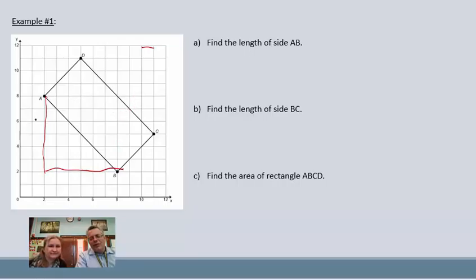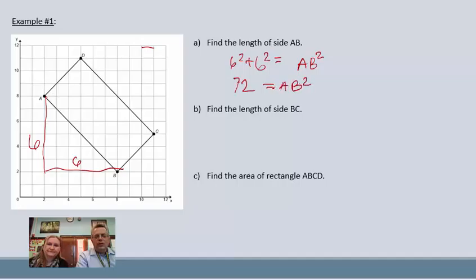So it looks like on the left there is 1, 2, 3, 4, 5, 6, and also 6 along the bottom. So 6 and 6. I'll get the calculator here. Quick Pythagorean theorem: AB squared is 6 squared plus 6 squared, so that'd be 72. And so we want to take the square root of that.